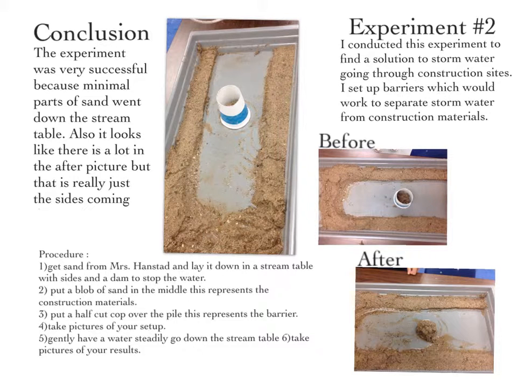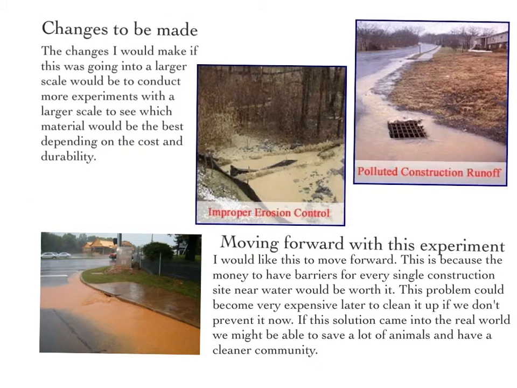I conducted this experiment to find a solution to stormwater going through construction sites and picking up all the bad materials. To do this, I set up barriers which worked to separate stormwater from the construction material. In conclusion, the experiment was very successful because minimal parts of sand went down the stream, but in the video it looks like there was sand going down, but that's really just from the sides coming off and going in.